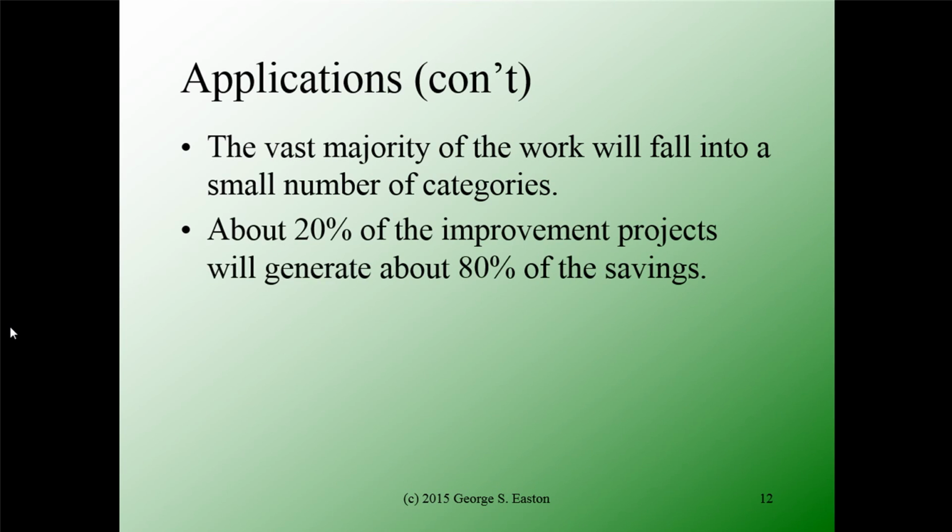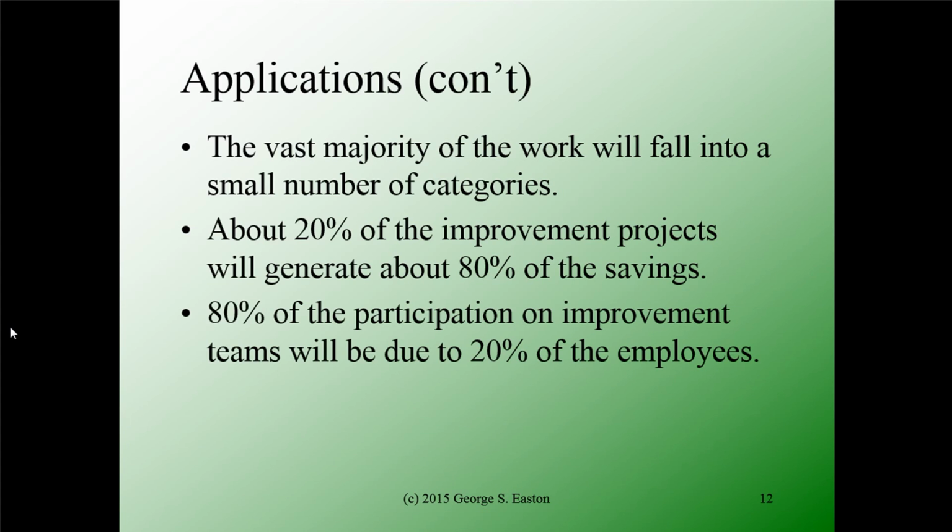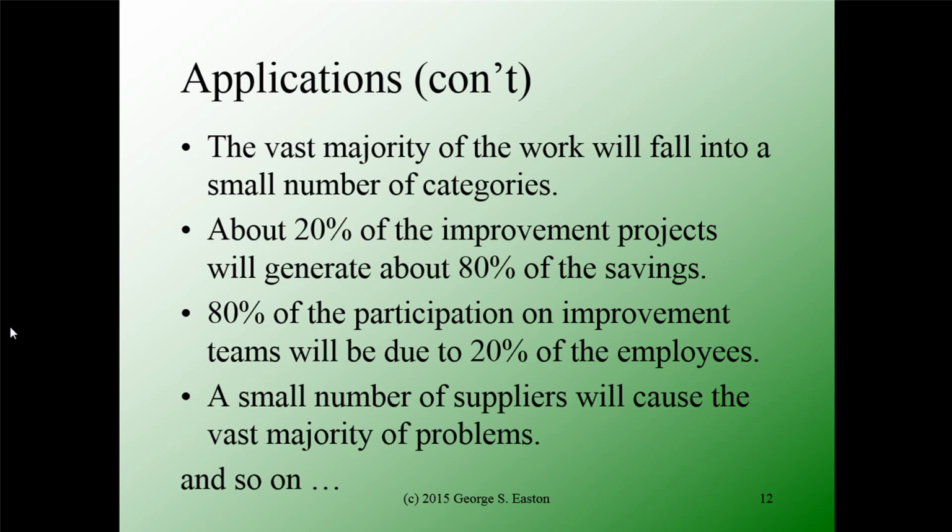So about 20% of the improvement projects will generate about 80% of the savings. About 80% of the participation on improvement teams will be due to 20% of the employees. A small number of your suppliers will cause the vast majority of your problems. And the idea just goes on and on and on. It's just so widely applicable throughout Six Sigma and the ideas of Six Sigma and really throughout business.